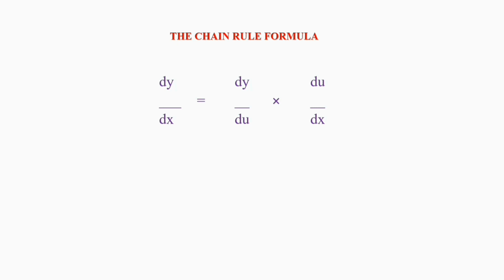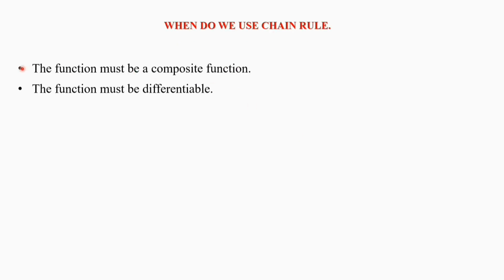Now, when do we use the chain rule formula? The chain rule formula is used when we are given a composite function and we are told to differentiate this function. Don't forget that a composite function is a function that has another function in itself. So we make use of the chain rule formula to differentiate such a function. The function must be differentiable, that is, we must be able to differentiate that function.